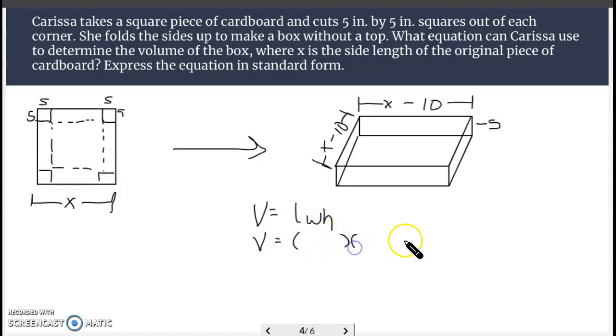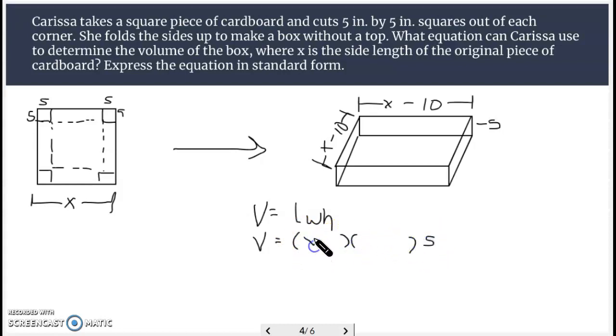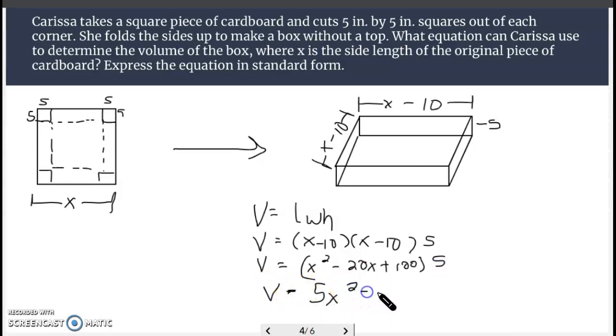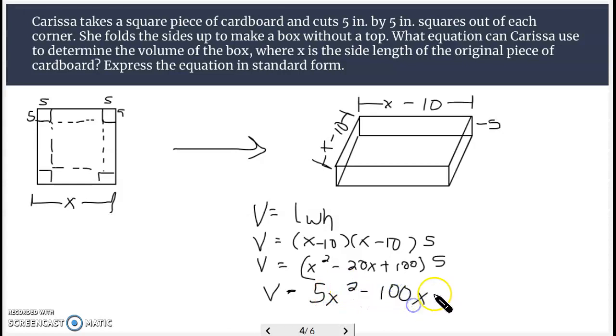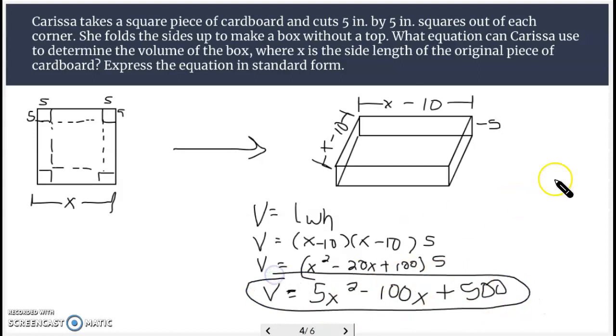The expression is x minus 10 times x minus 10 times 5. If we multiply out x minus 10 times itself, we're going to get x squared minus 20x plus 100. Distribute the 5, and we have 5x squared minus 100x plus 500. And this expression can be used to find the volume of this box. We don't know what the volume is, they don't ask for it, they just want the expression.